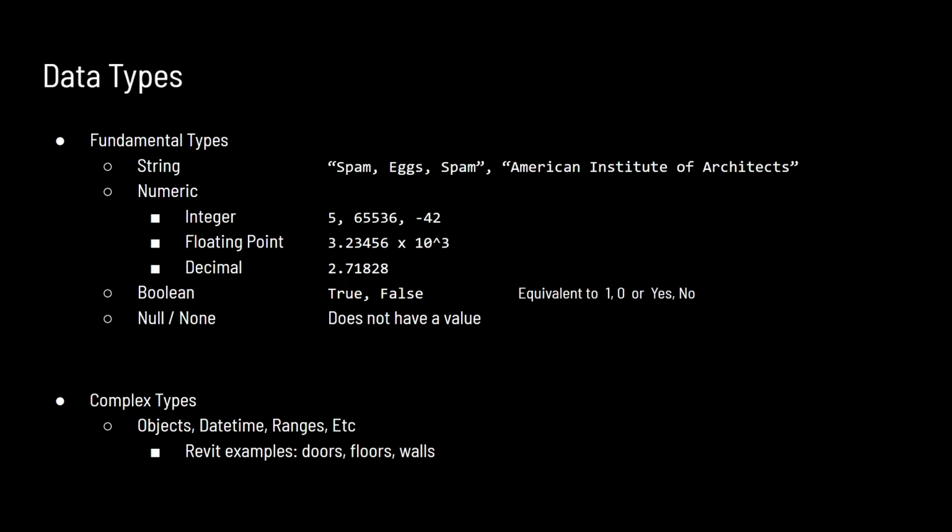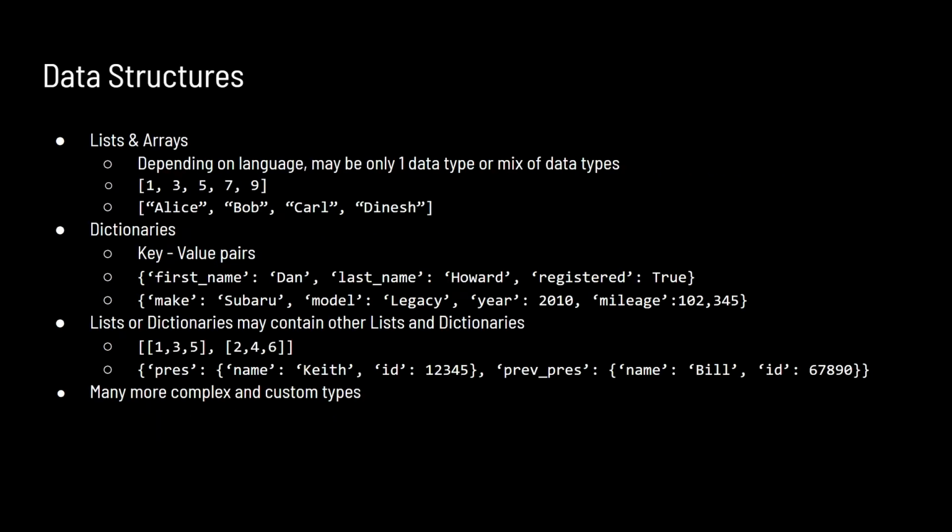There's also a million different complex types of data that are specific to the language and the purpose that you're doing. There's data structures like lists and dictionaries. A list is just an arrangement of pieces of data, and the order matters, but other than the order, you can't find the piece of information that you're looking for. There's dictionaries, which are a key value pair, which basically says, okay, for this entry, the first name is Dan, the last name is Howard, and is he registered? That's true. Or if you're talking about a car, the make is a Subaru, the model is Legacy, the year is 2010, and the mileage is some number. And then these data structures can be combined together to form more complex data structures.